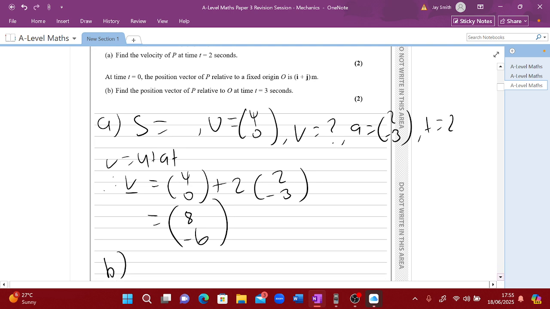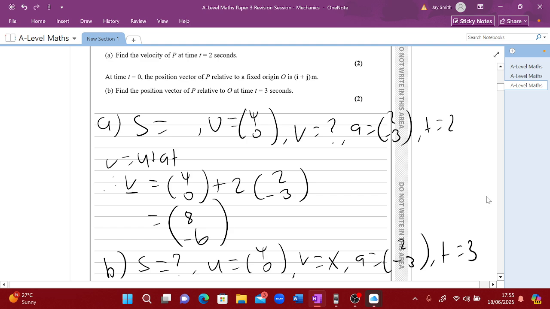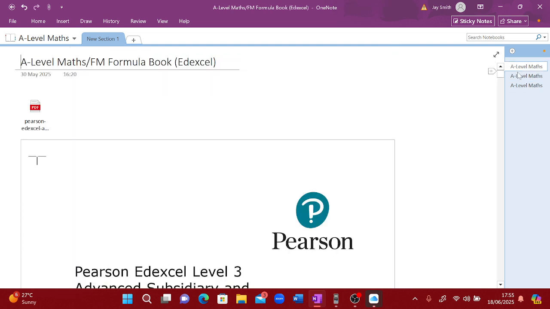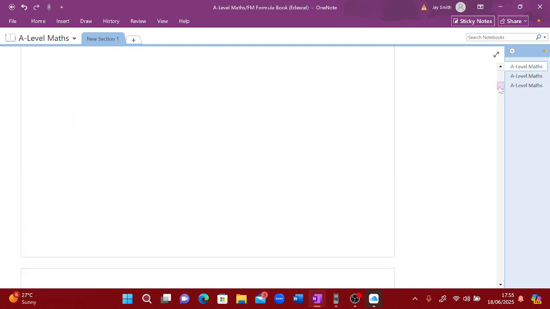So first of all, we have to do some displacement. So that's going to be s. We're going to want u, again we know it's (4, 0). v, we don't know v, because v here is at time t is 2. But we want t is 3, so that wouldn't be the velocity, so we wouldn't know that. a again is constant (2, -3). And t would now be 3. So now we're going to look at the formula book and see which one of the suvat equations does not have v in it. Let's have a look.